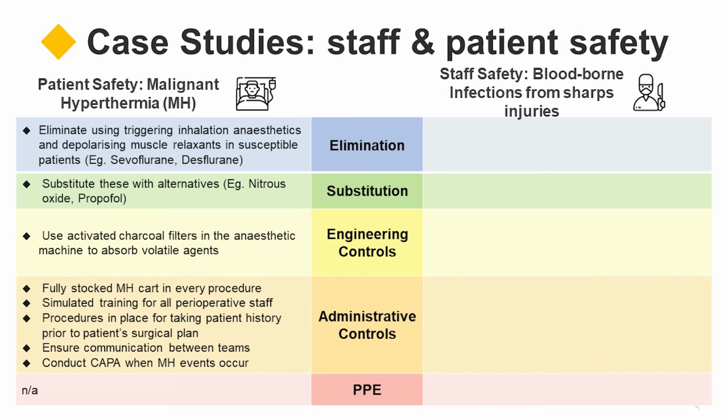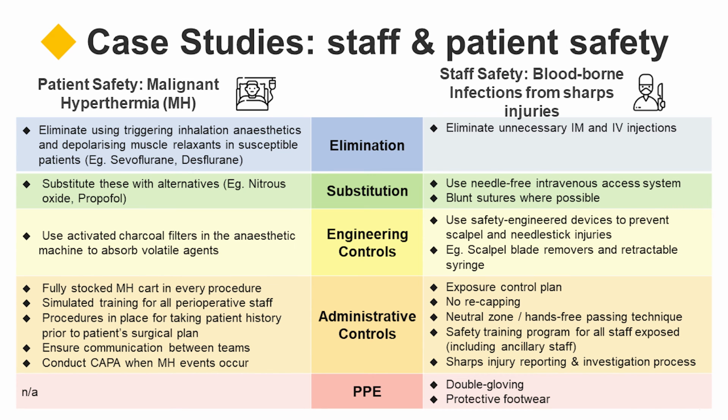Similarly, for the staff safety case study, elimination control for bloodborne infections from sharps injuries includes elimination of unnecessary sharps and injections. Substitutions can further reduce sharps injuries. Examples include introduction of needle-free intravenous systems and use of blunt-tip suture needles. However, in many cases, elimination or substitution of a sharp is not physically possible. In these cases, we need to look at engineering controls, such as the use of safety engineered devices that are specifically designed with a safety feature like scalpel blade removers and retractable syringes.